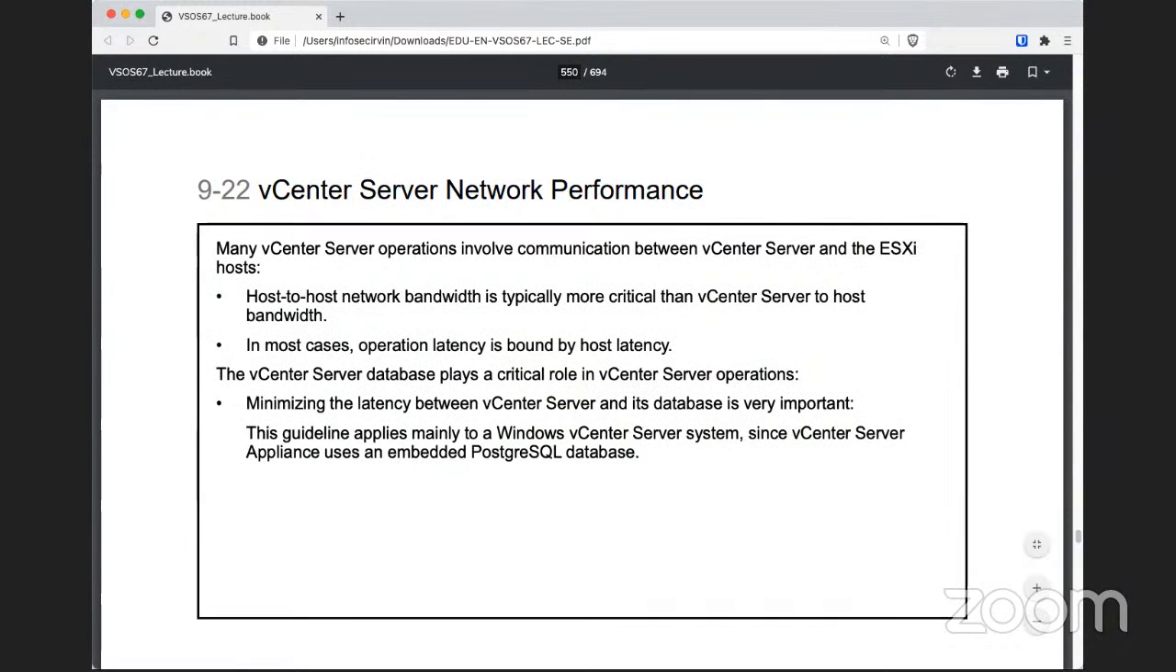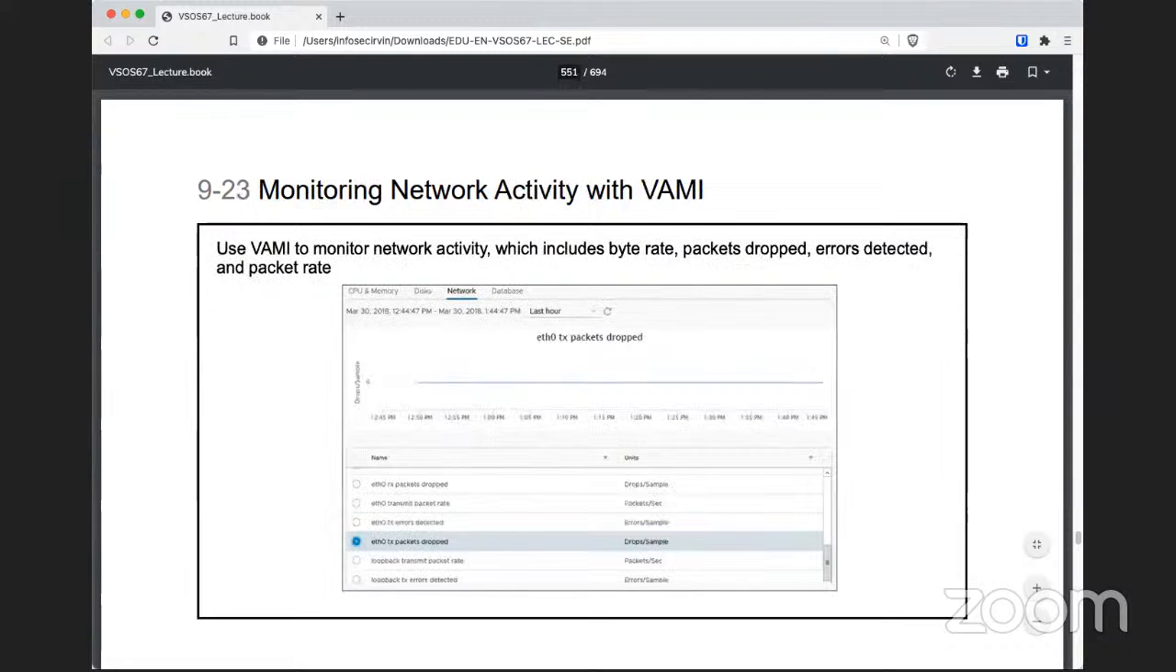If you are using a Windows vCenter, so if you're just using an external database to be the database for ESX server, you'll see some of these guidelines could apply. If you're using the built-in appliance, then it's already embedded into that, so you don't have to worry about latency if you are using the OVA file turned into an appliance.